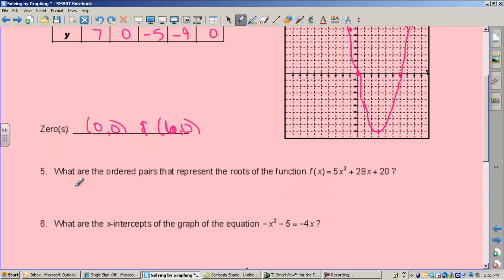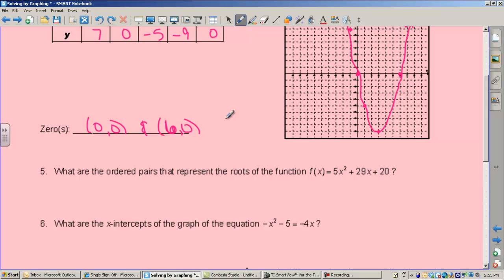Now number 5 and number 6 here ask for the ordered pairs that represent the roots of the function, and we're going to use our calculator to find those. They don't give us a graph to draw the picture, so we're going to actually have our calculator go find it. Just like our calculator can find the intersection of 2 lines and give us an answer to a system of equations, our calculator can also give us the solutions to a quadratic.